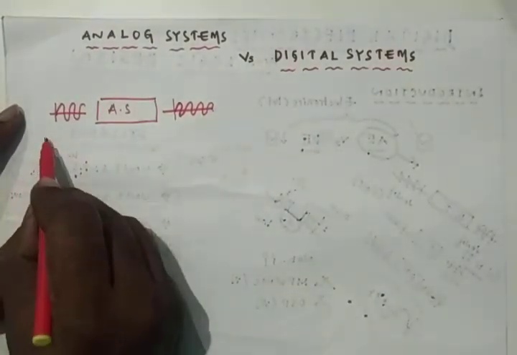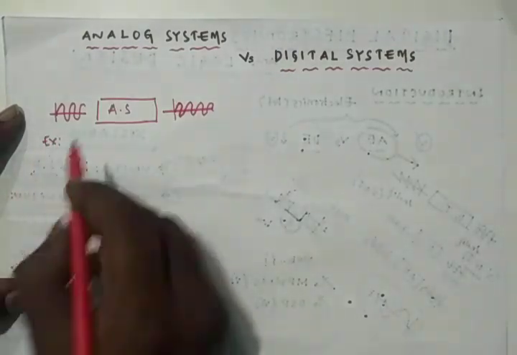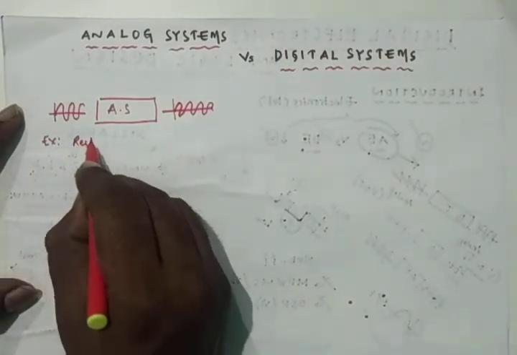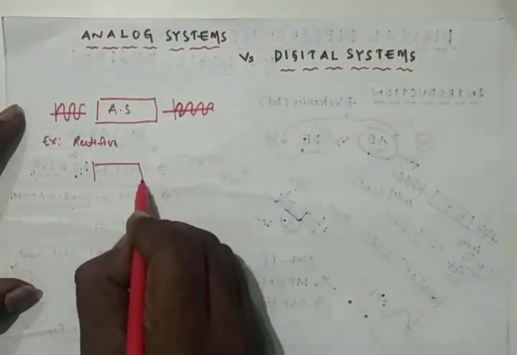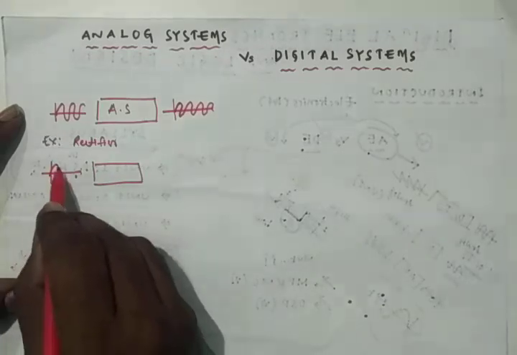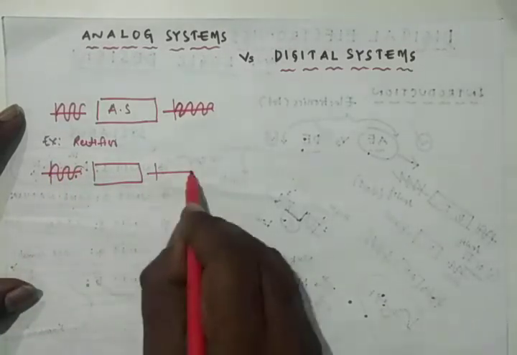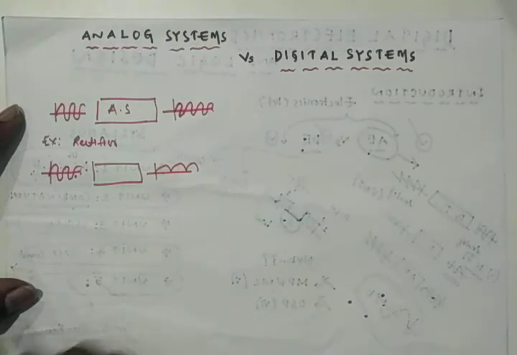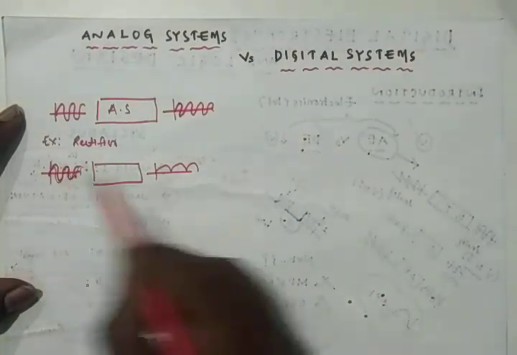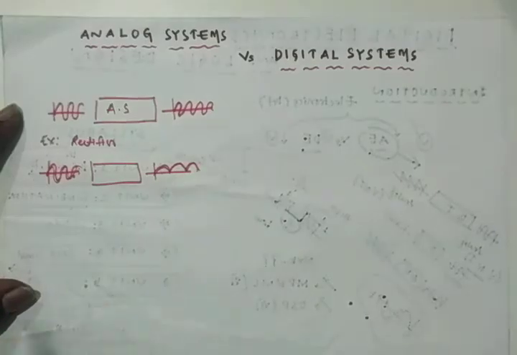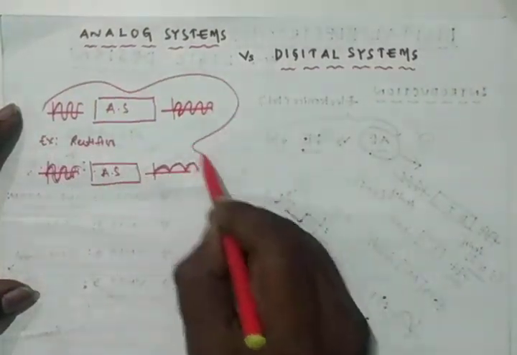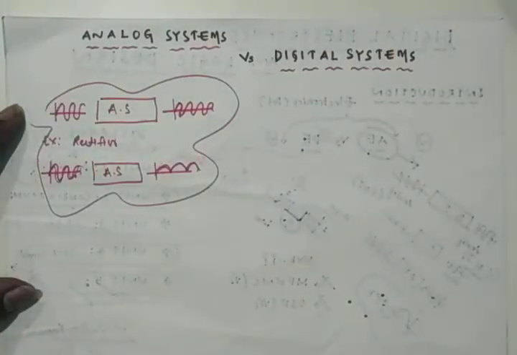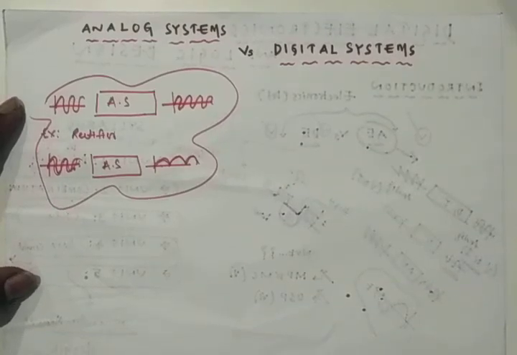If you take an example of an analog system, the best example is a rectifier. What is the function of a rectifier? A rectifier is an electronic circuit which converts alternating current into pulsating DC. The input keeps on varying, and the output also keeps on varying. So a system which completely deals with analog signals is named an analog system. The best example for the analog system is the rectifier.